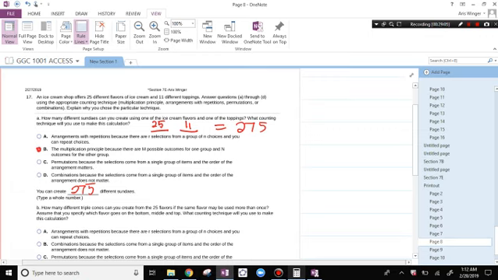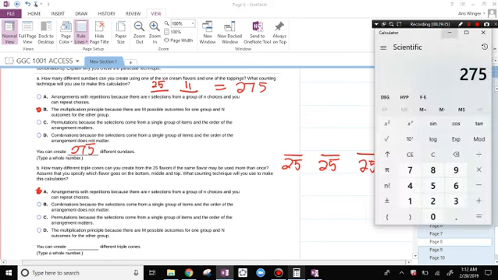How many different triple cones can you create from 25 flavors if the same flavor may be used more than once? So it sounds like you're repeating, right? So that's definitely arrangements with repetition. For the first scoop, I have 25 choices. If I can repeat, I have 25 choices for the second scoop. And for the third scoop, I still have 25 choices. So it's 25 times 25 times 25. That's 25 to the third power, 15,625.